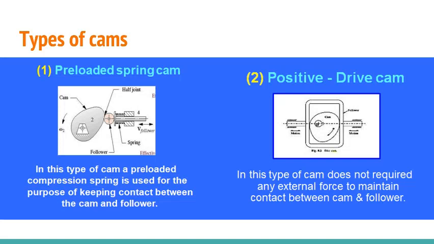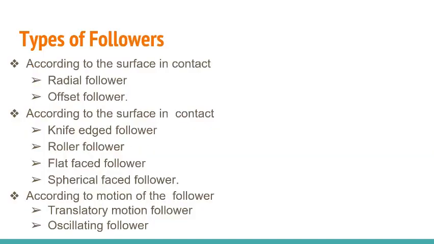Then the picture gives the spring conditions for the preloaded compression spring cam and a positive drive cam. Here there should not be any external force acting on the follower or a cam to maintain the contact surface area between the cam and follower. But in case of the preloaded spring, the tension in the spring will give the force to maintain the contact area.